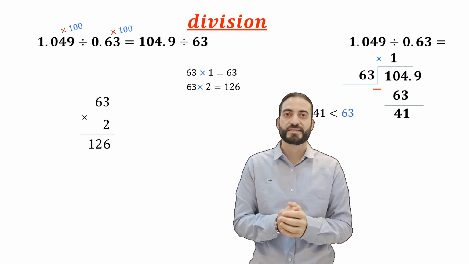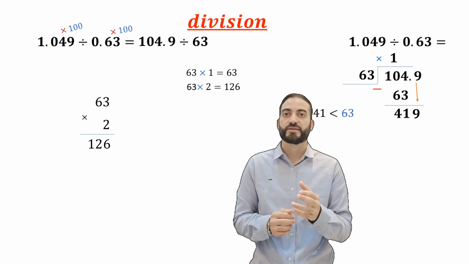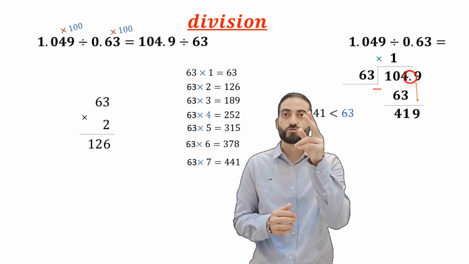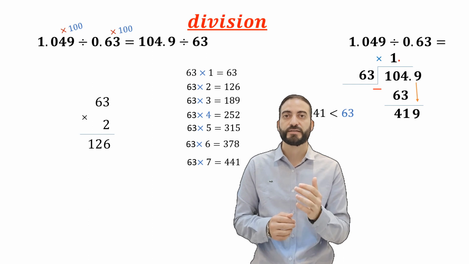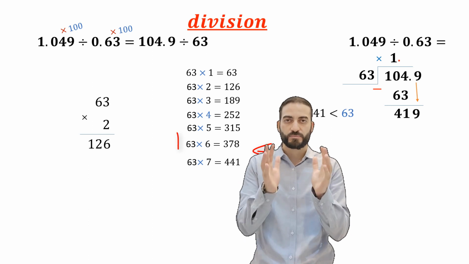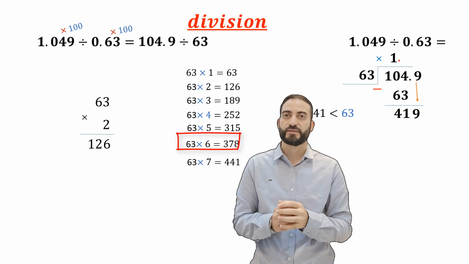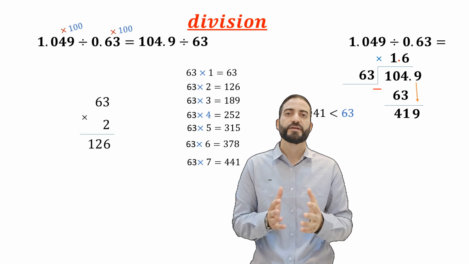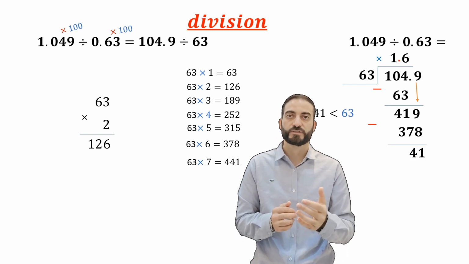41 is smaller than 63, so we must put this 9 here. But as we noted here, there is a point. When we put the 9 here, we must put a point in the quotient. So we get 419. We find that 419 is between 378 and 441. So we take the smaller one, which is 63 times 6 equals 378. So we write this 6 here, immediately multiply it by 63 to get 378.